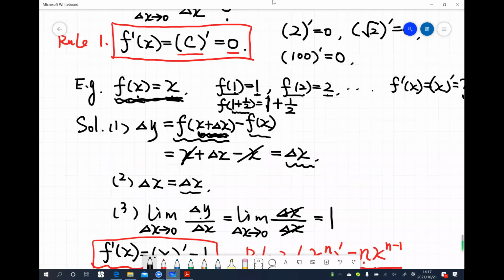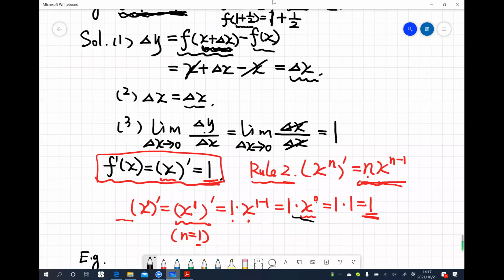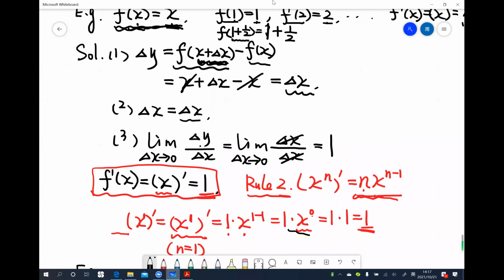Okay, rule 1. Here is rule 1. Yeah, I got it. Okay. I just want to check it. Okay, right.